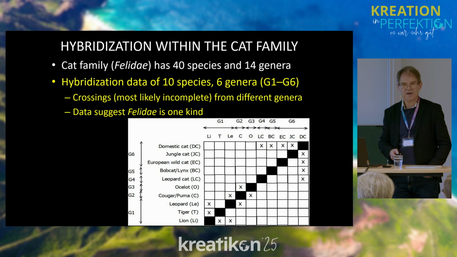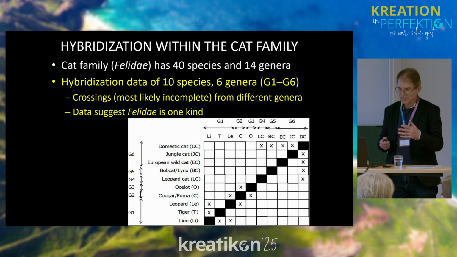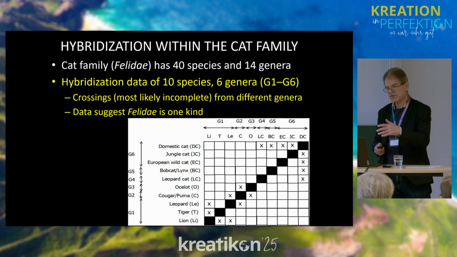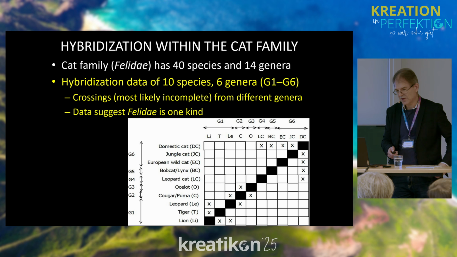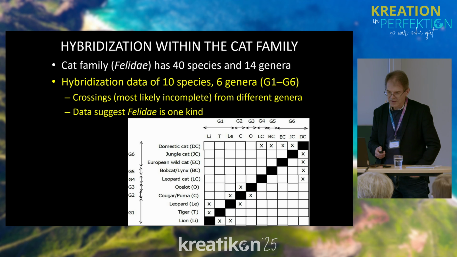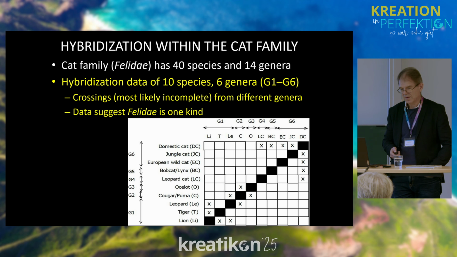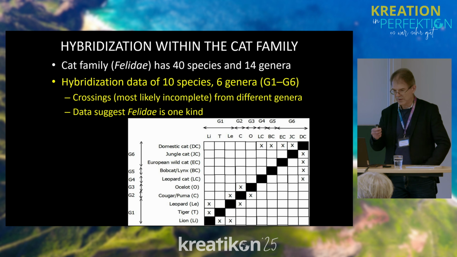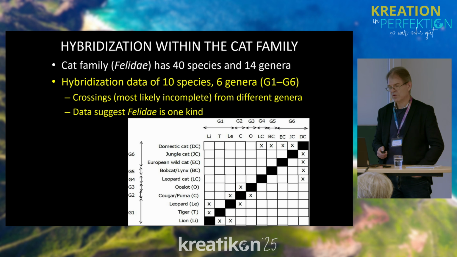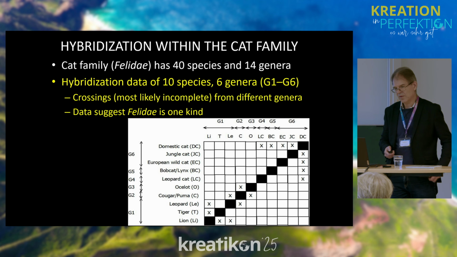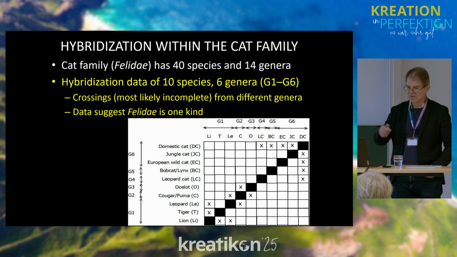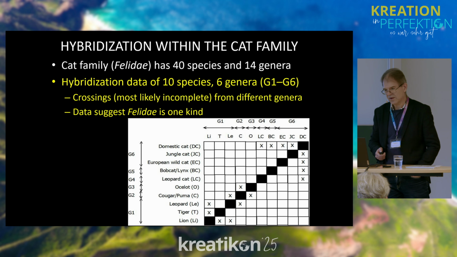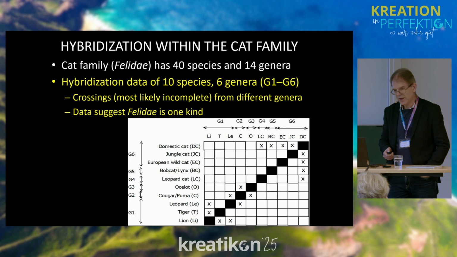And probably this data is incomplete, but even with this incomplete data, we can see that we have 2 hybridization chains. So at least we have 2 groups within the cat family: lions, tigers, leopards, pumas, and ocelots forming one group, and the other group. But it's still generally believed that this whole group forms its own kind. So that's the first method for identifying kinds, hybridization.